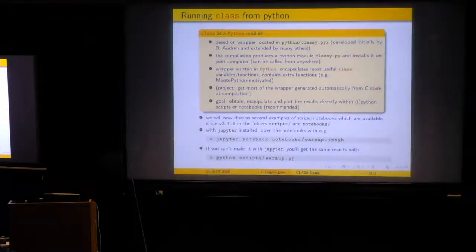This was old school. Now we go to more fancy usage, and we try to switch to Python. So this works because when you compile class with make, after compiling the C code, it will automatically compile the Python wrapper and install class as a module in Python that you can use from whatever directory on your computer. Once it has been installed, you don't need to be in the class directory to call the module. You can be anywhere.